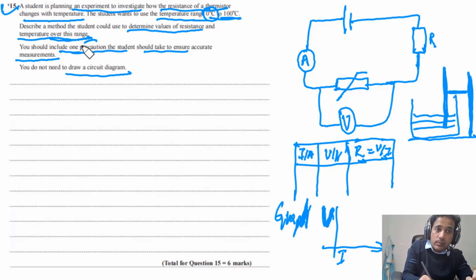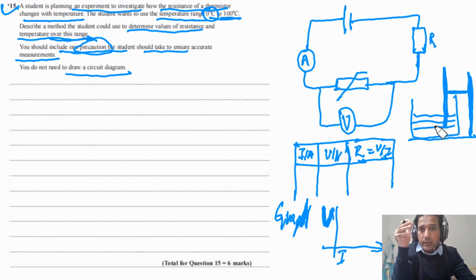And we also need to talk about safety precaution. So we have to stir the water before we take any reading. So temperature is uniform. And also we need to use small currents, not very high currents, to avoid overheating. So these are the points you need to include in your answer, and this is how you need to organize your thoughts. I hope this makes sense to you.